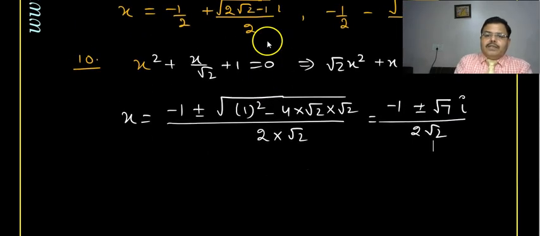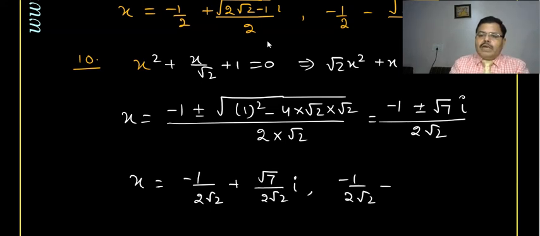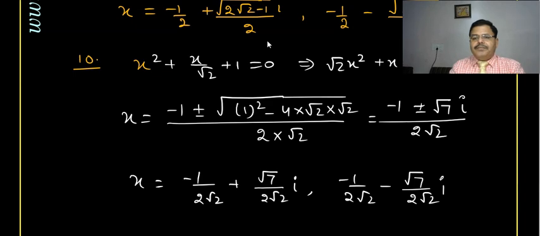Two values of x are minus 1 upon 2 root 2 plus root 7 upon 2 root 2 iota, and minus 1 by 2 root 2 minus root 7 upon 2 root 2 iota. So we can write like this. There is no problem at all. And these are all about this exercise.